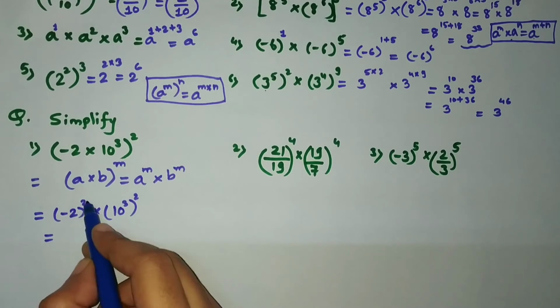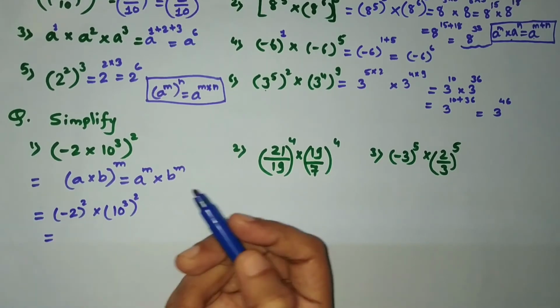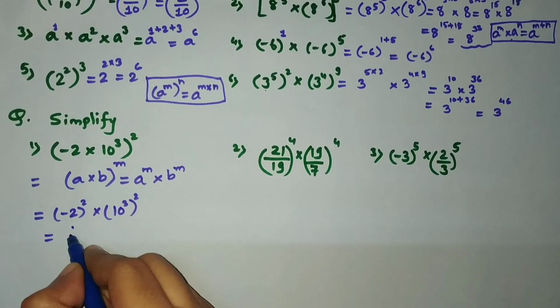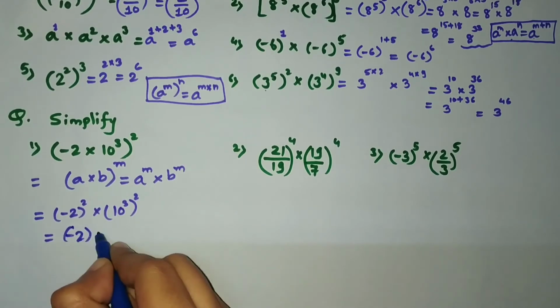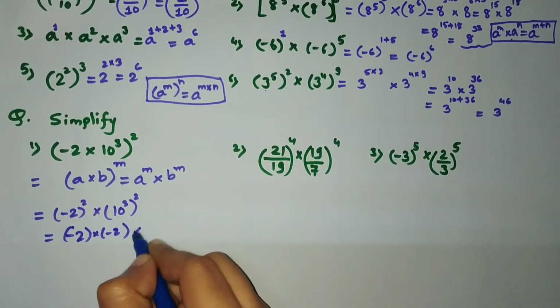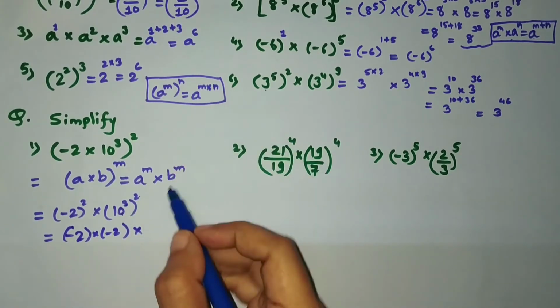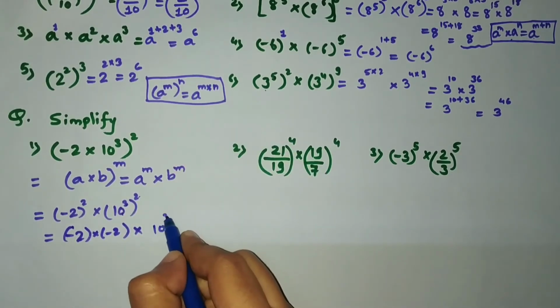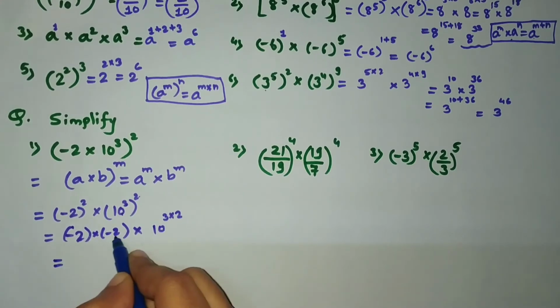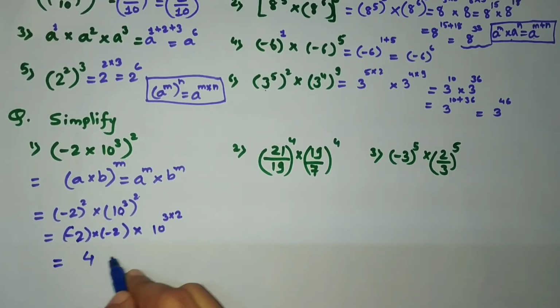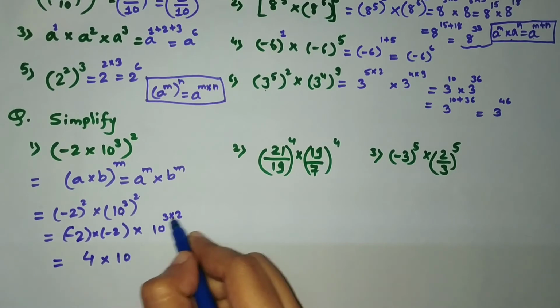Minus 2 square, what will it be, friends? That is nothing but minus 2 multiplied by minus 2. And here power of power is there, so when power of power is there, we need to multiply the powers. That is 10 to the power 3 into 2. Here we'll get 2 2's are 4, and that is positive 4. And here 10 to the power 3 2's are 6.